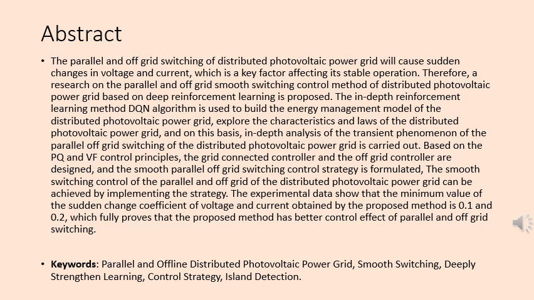Therefore, a research on the parallel and off-grid smooth switching control method of distributed photovoltaic power grid based on deep reinforcement learning is proposed. The deep reinforcement learning method, the DQN algorithm, is used to build the energy management model of the distributed photovoltaic power grid. Explore the characteristics and laws of the distributed photovoltaic power grid.